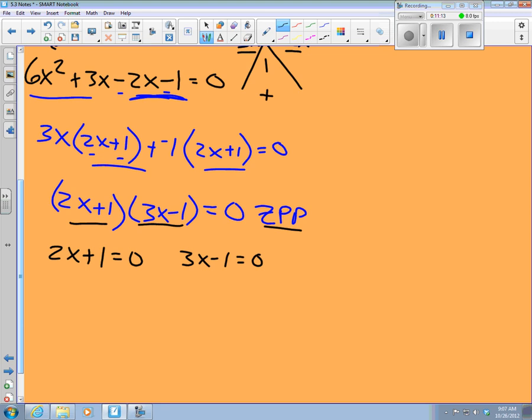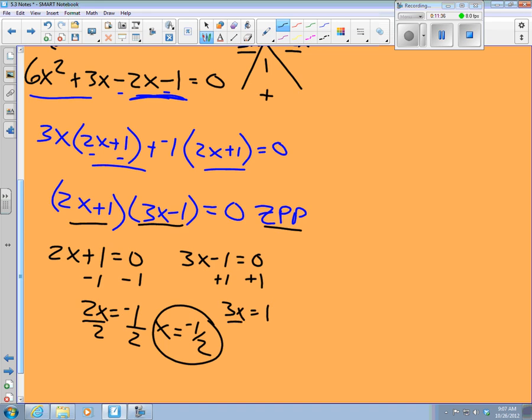You see we're going to have to subtract 1 and then divide by 2, so it's negative 1/2. If you didn't do it in your head, it's 2x equals negative 1, divide by 2, and you get x equals negative 1/2. One solution. What would this be? Add 1, divide by 3, you can see it's going to be 1/3. So adding 1, 3x equals 1, and then divide both sides by 3, x equals 1/3. So negative 1/2 and positive 1/3 are my two solutions.